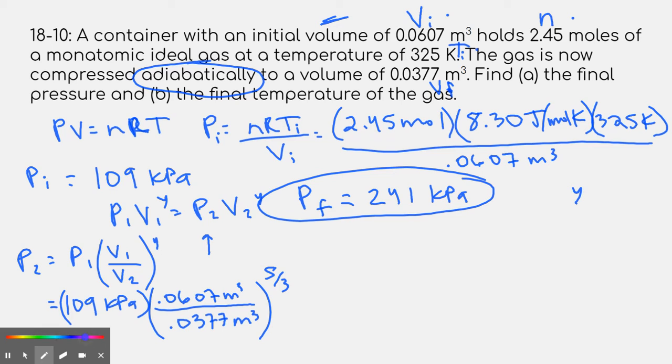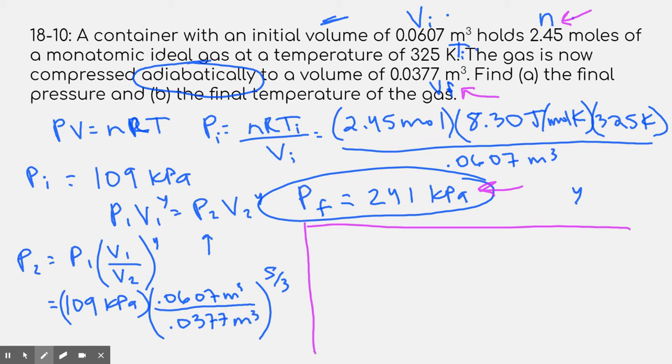So there's our final pressure. But we're not done yet. We also need to find the final temperature of the gas. Since we have the final pressure, and we know the final volume, and we still know the number of moles, which hasn't changed, solving for the final temperature is going to be very straightforward. We're just going to utilize the ideal gas law formula. So PV equals nRT. We're solving for temperature this time. So the final temperature is going to be equal to the final pressure times the final volume divided by nR. Plug in what we know.